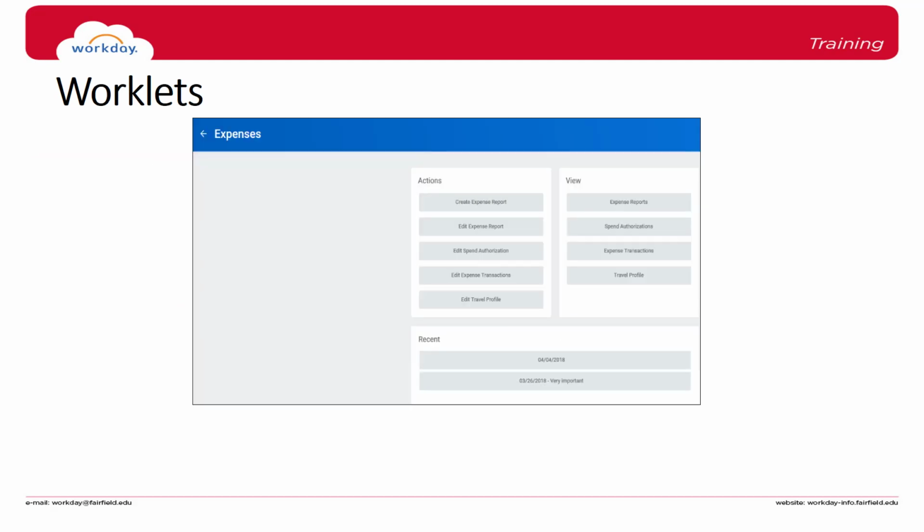An open worklet will usually have two columns. The one on the left will contain links to actions you can take, such as Create Expense Report. The column will have titles such as Actions, Create, Edit. The right column will contain views or archives of actions already taken. Some worklets might have a third section that gives you access to actions you have recently started or completed.